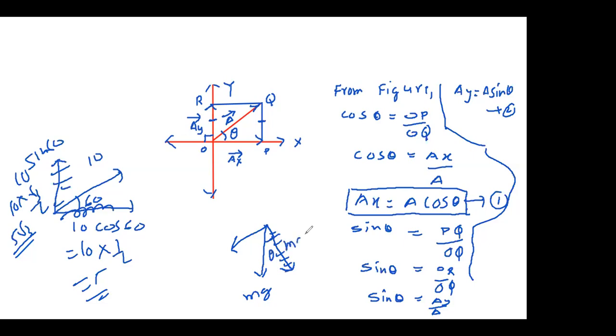mg cos theta. The side adjacent to theta is cos, and the other one is mg sin theta. Okay? Which one is sin theta? The one which is not adjacent, the opposite one. Yes. Now you can tell me the answer for this one.